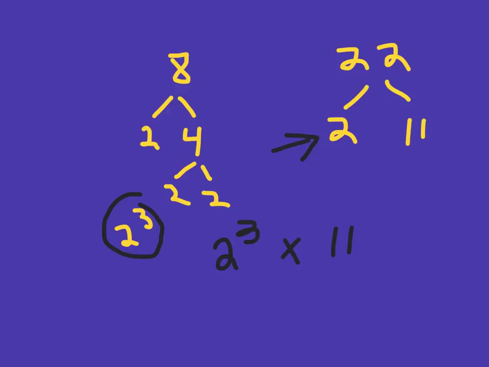A common mistake that lots of kids make is 2 to the third they think is 2 times 3, and they'll say that that's 6. But no, 2 to the third is 2 times 2 times 2. And when we multiply those numbers together, we get 8. So now we have 8 times 11. 8 times 11 equals 88.